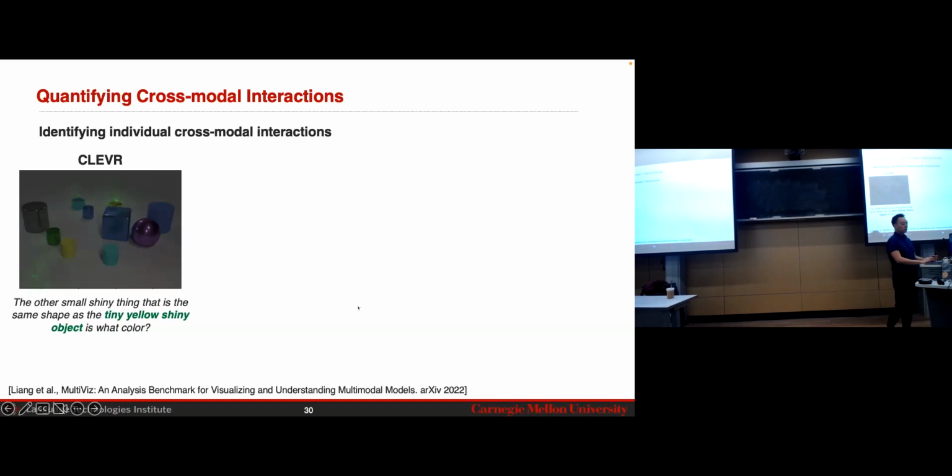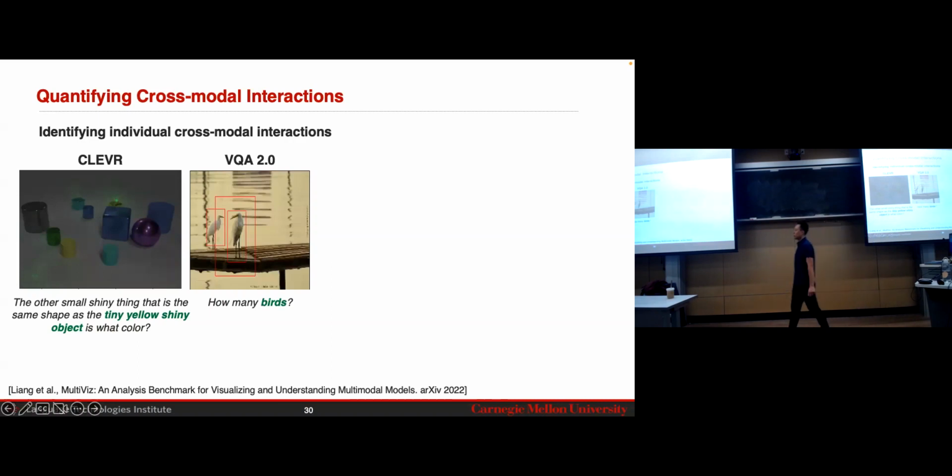Essentially, you're taking the derivative of the output with respect to the first modality and then subsequently with respect to the second modality. Ideally, that should highlight the pixel regions in the image that actually correspond to tiny yellow shiny object. And these authors show that it's the case. You do get pretty reliable highlights of these tiny yellow shiny objects by taking these second order gradients, which essentially allows you to localize the corresponding regions between image and text.